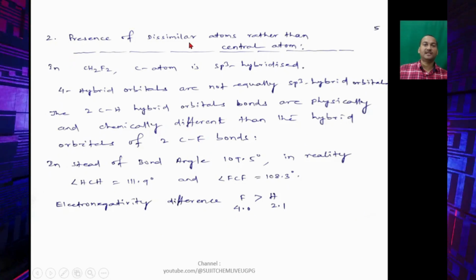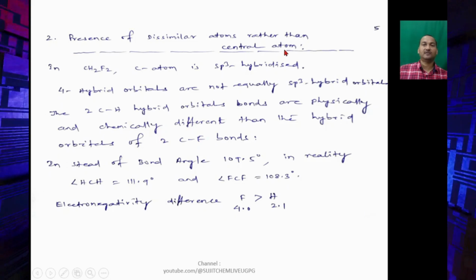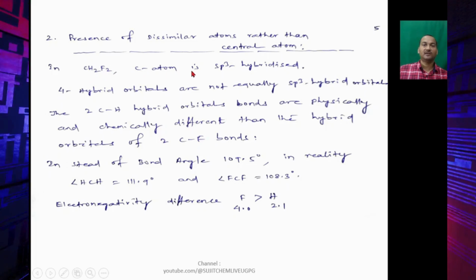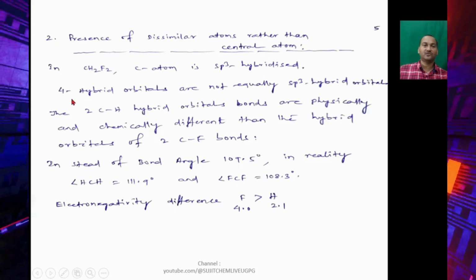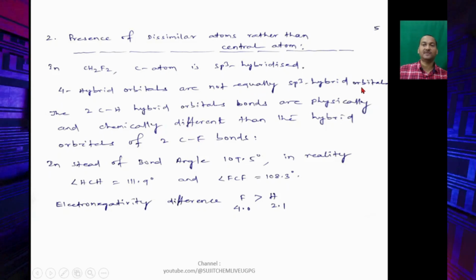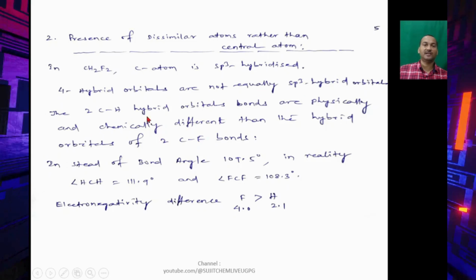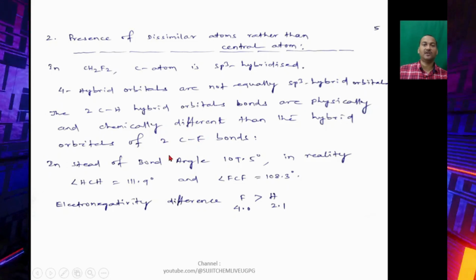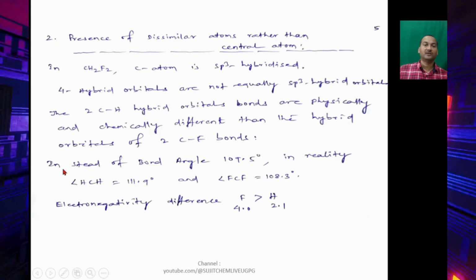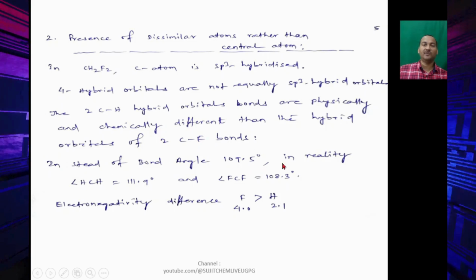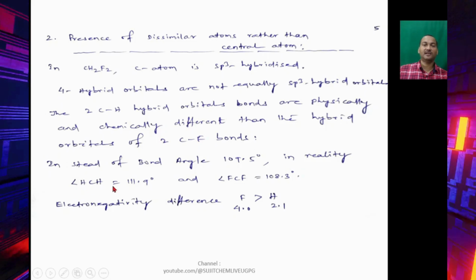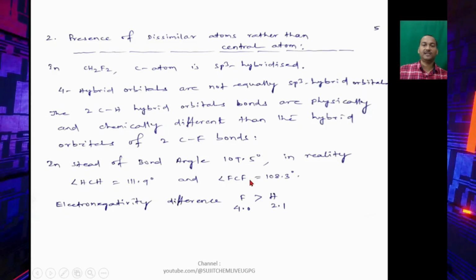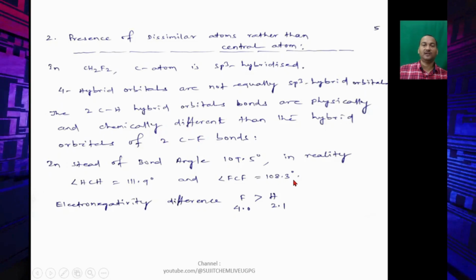The next reason is the presence of dissimilar atoms rather than the central atom. So in CH2F2, the carbon atom is sp3 hybridized. The 4 hybrid orbitals are not equally sp3 hybrid orbitals, because the 2 CH hybrid orbitals bonds are physically and chemically different than the hybrid orbitals of the 2 CF bonds. So instead of the bond angle 109 degrees 28 minutes, in reality HCH equals 111.9 and FCF has 108.3.